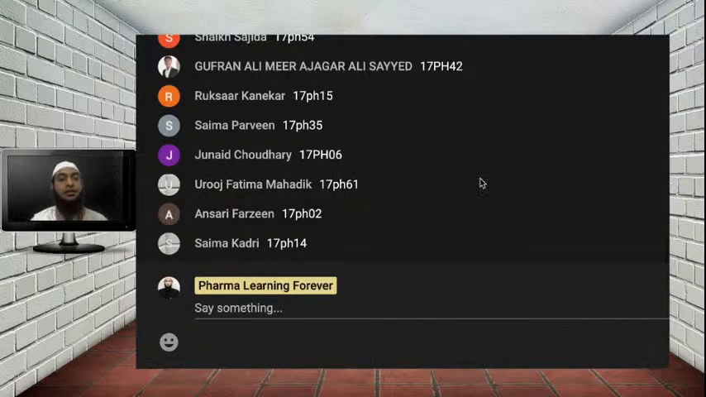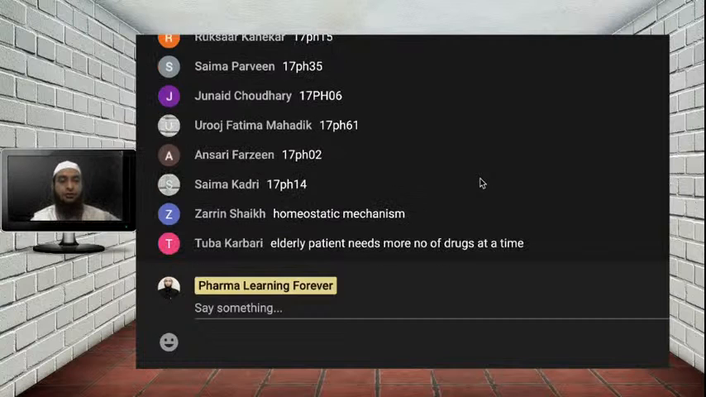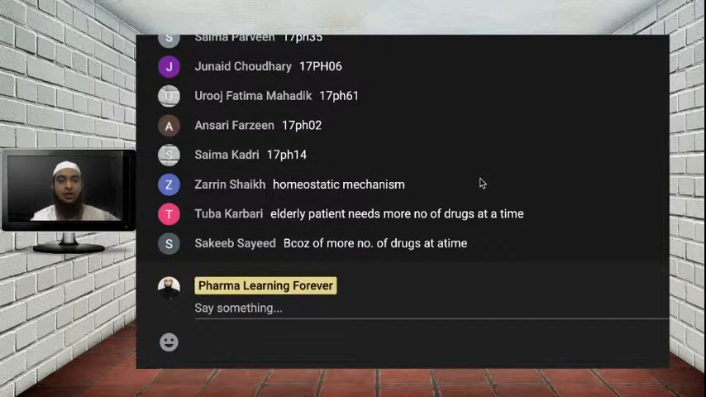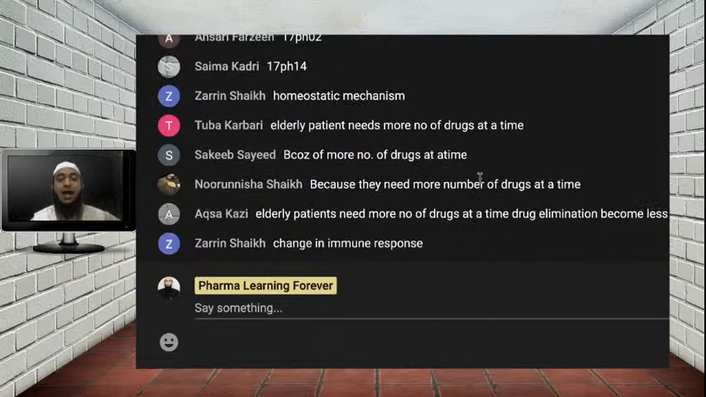So there are different reasons for the increase in incidence of adverse drug reaction. I'm expecting every student to give a different reason for this. We have seen a total of 5 reasons. Okay, so Zareen, very good, first to give the answer, mentioned disturbance in homeostatic mechanism. Yes, very good. Tuba has mentioned that elderly patients need more number of drugs at a time. It increases the risk of drug interaction.